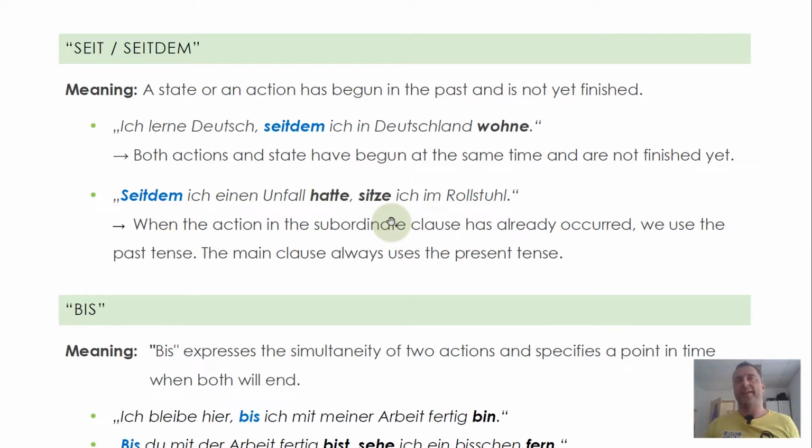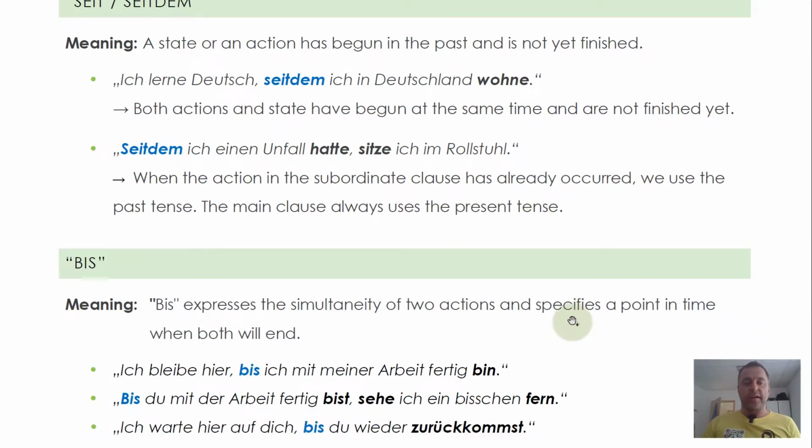I highlight this because usually that's translated with since in English, but there you don't use present tense whatsoever. So that's why it's not always the 100% correct translation here. So pay attention to the tenses here if English is your native language.